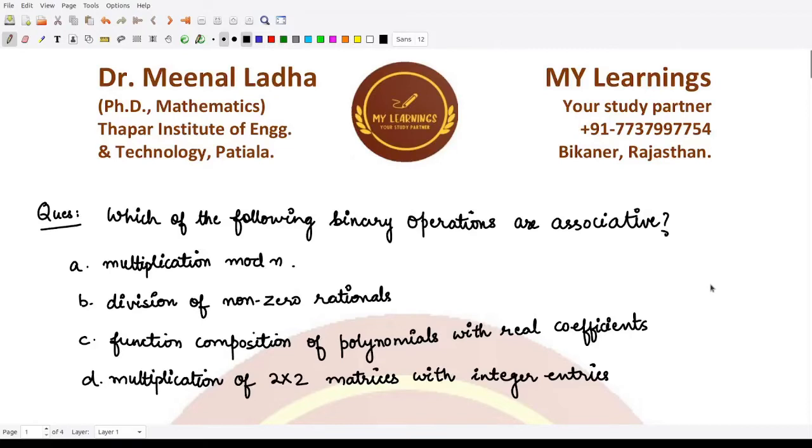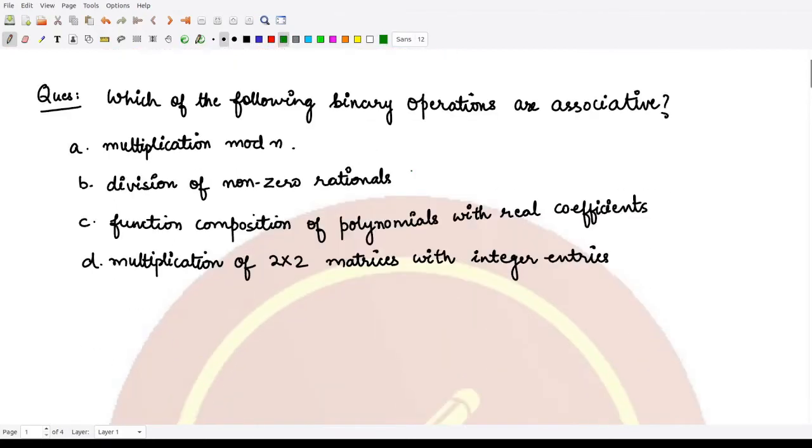In this video, we'll be solving another question which states: which of the following binary operations are associative? The first part gives us the operation multiplication modulo n. So let's start with the solution. Our first operation is multiplication mod n.